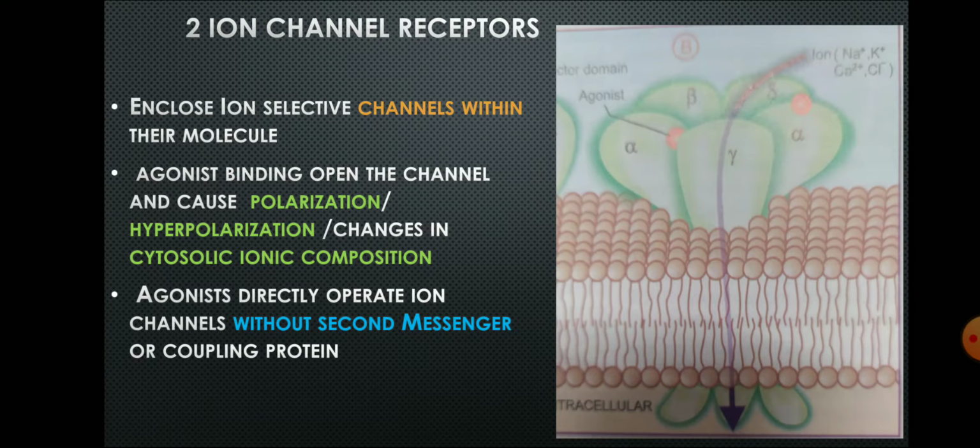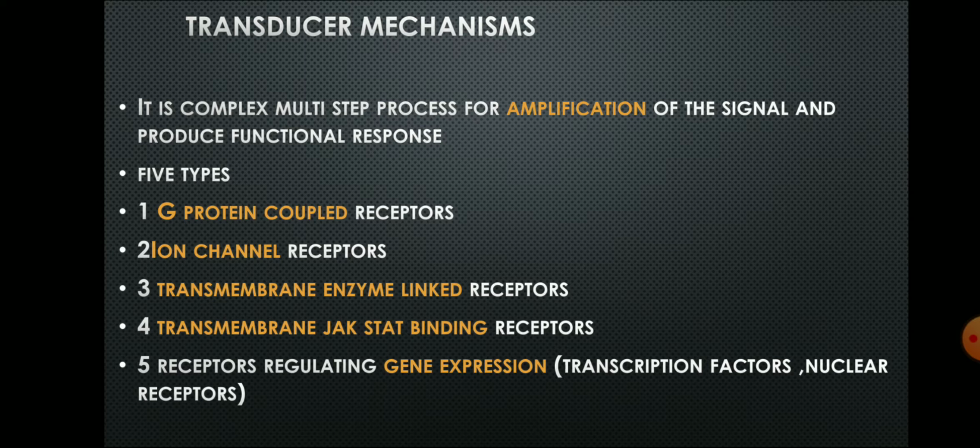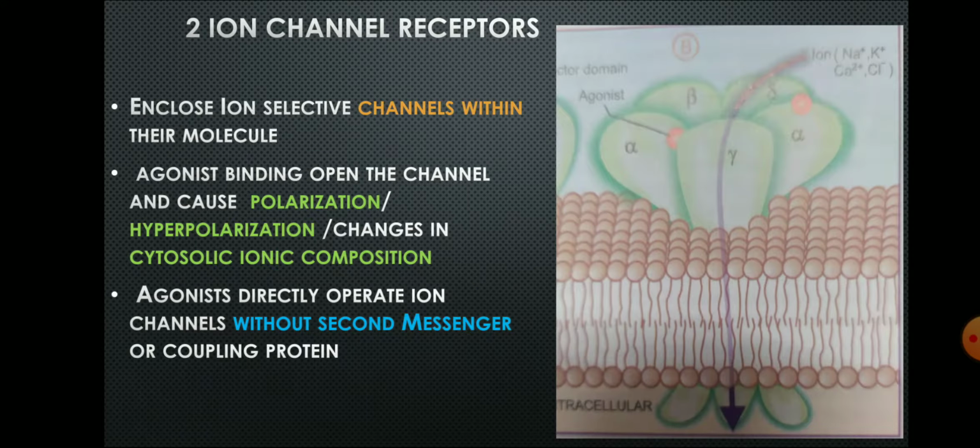The next thing we have, the second one. What we saw here was that transducer mechanisms were of five types. G protein coupled receptors we saw. Now the second one is ion channel receptors. Okay, so we are going to read this in detail now.